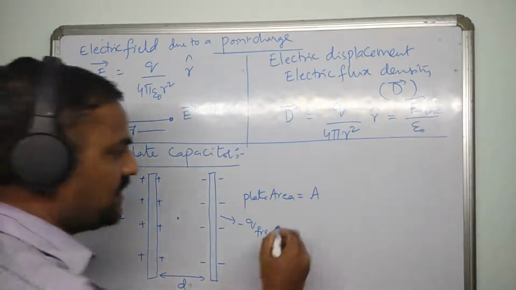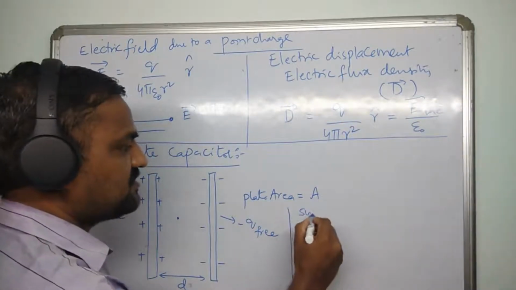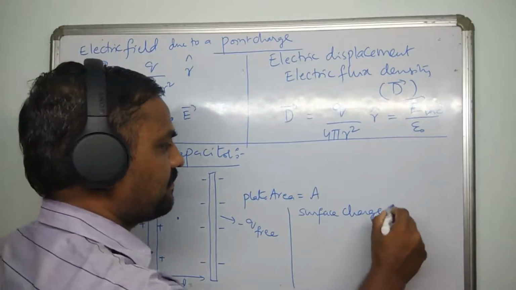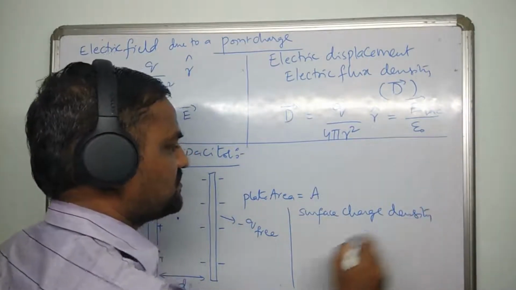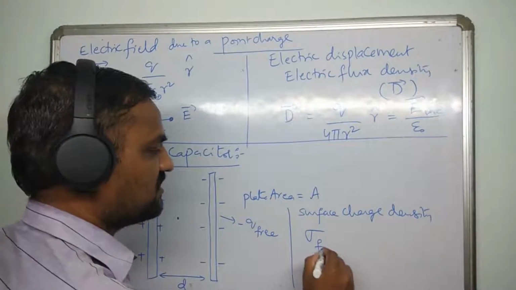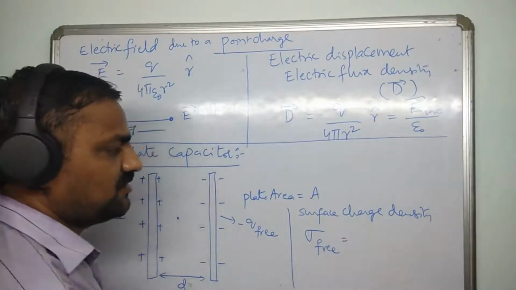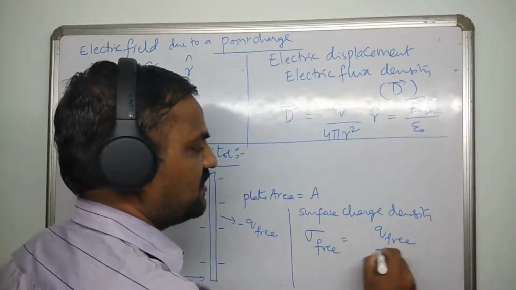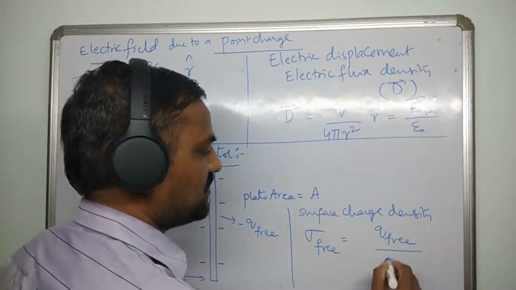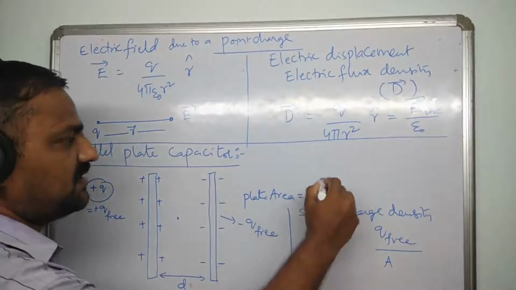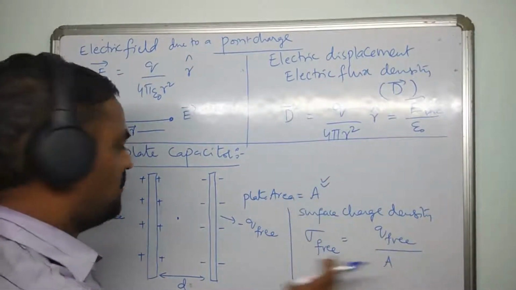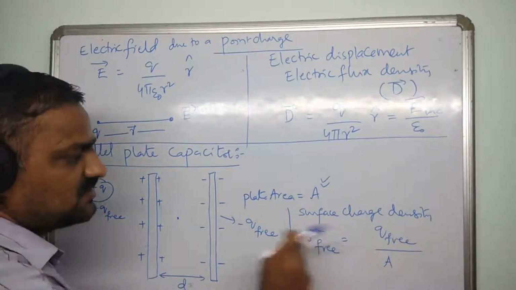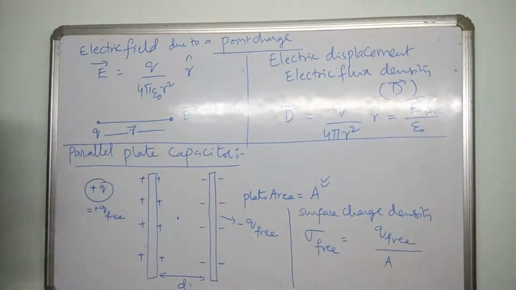So we define a parameter, surface charge density. This surface charge density sigma I am denoting as sigma free. It is equivalent to charge, which is q free, divided by area. Area is nothing but A, as we know, this is the plate area. So if the area is A and the total charge on this area A is q free, this is what you call sigma free, right?